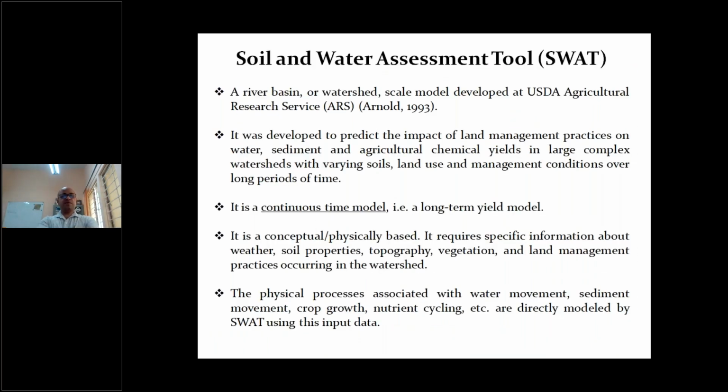Using this curve number method, a tool was developed which is called the Soil and Water Assessment Tool, very famously known as SWAT.